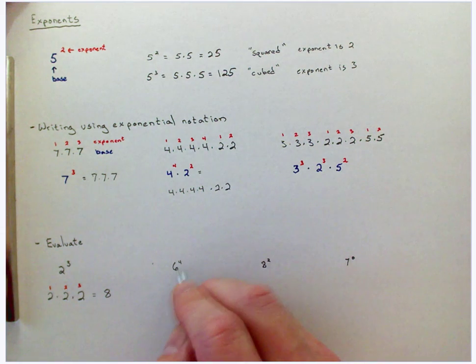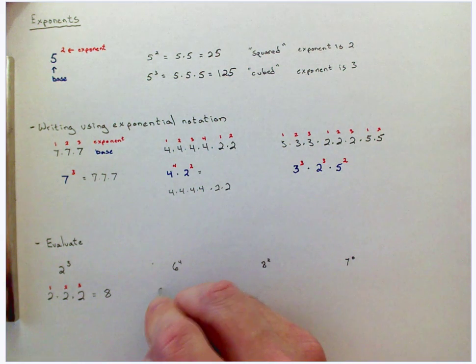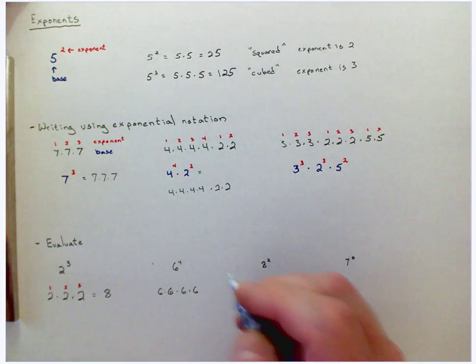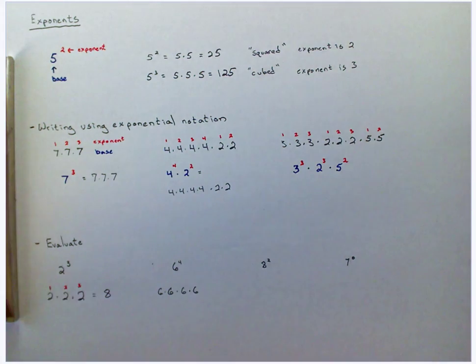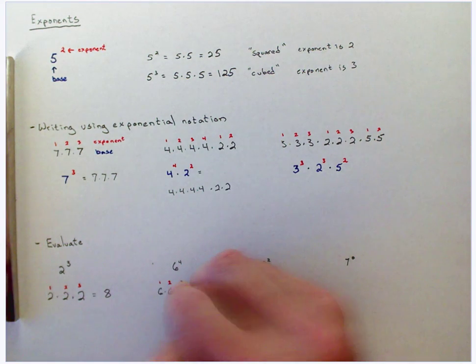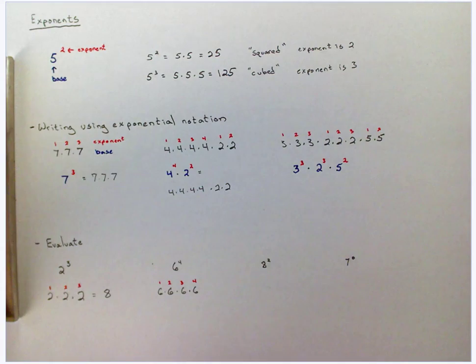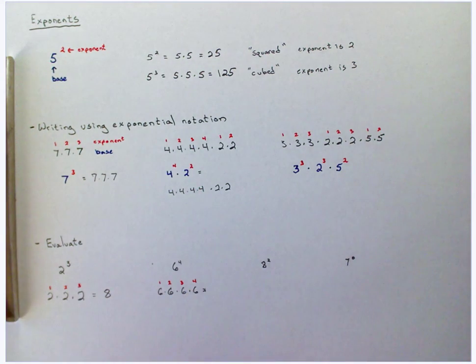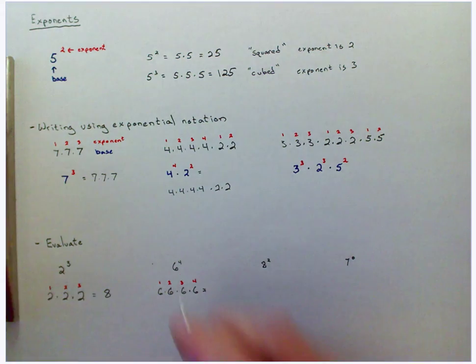Here, this is 6 to the fourth power. This means 6 times 6 times 6 times 6. Again, there's 4 of them. 1, 2, 3, 4. And then I can use my calculator. I can turn around and type in, if your calculator does it, 6 to the fourth power. Or I can just simply say 6 times 6 times 6 times 6.